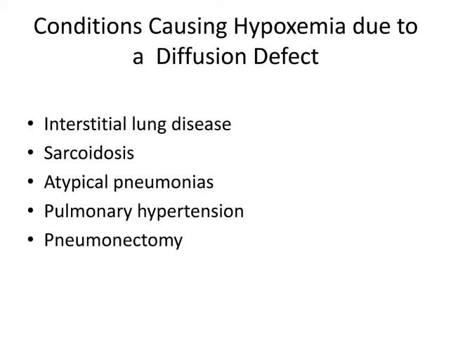Some examples of diseases where the DLCO may be reduced include interstitial lung disease, sarcoidosis, atypical pneumonias such as pneumocystis, pulmonary hypertension, and pneumonectomy. In each of these cases or entities, there is a significant loss of surface area, so diffusion is decreased. Look back at the diffusion lecture if this does not make sense. It's important to get it straight.